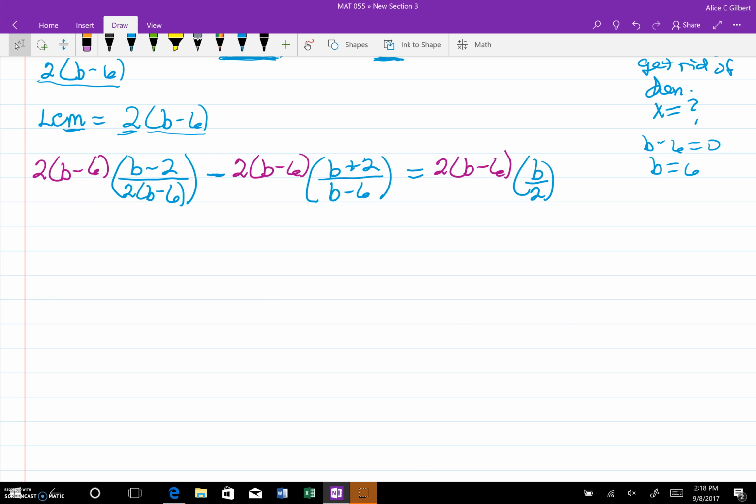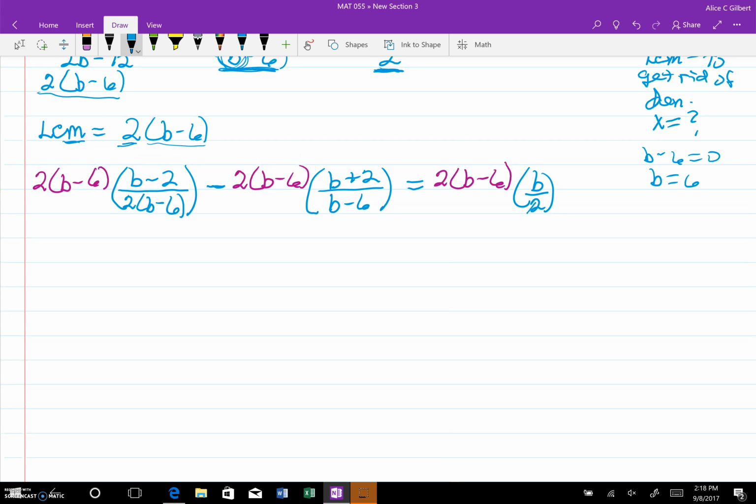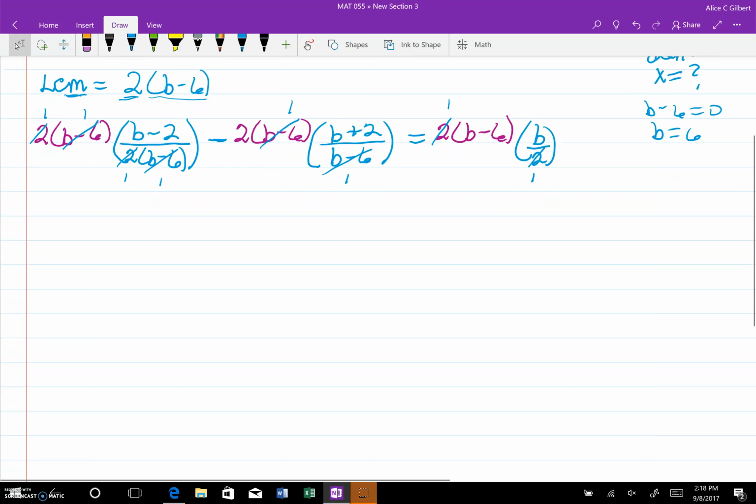So I can go ahead and cross cancel anything I can cross cancel. So the 2 is gone. The b minus 6 is gone, and the 2 is gone. So then remember, just write this out. Don't try and do the calculation stuff as well. We do that on the next step. That keeps signs and stuff from getting all mixed up.